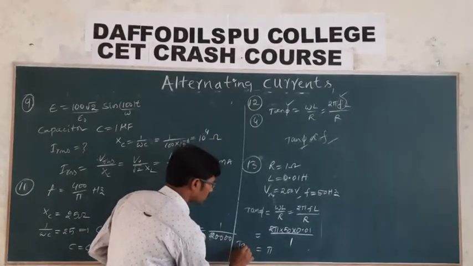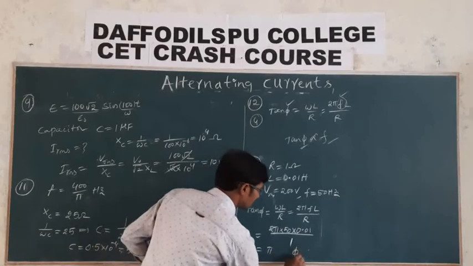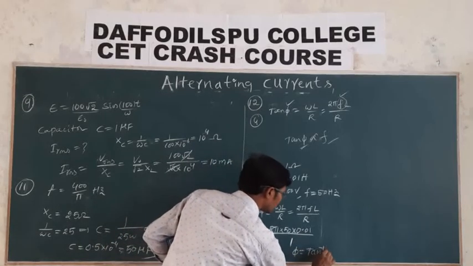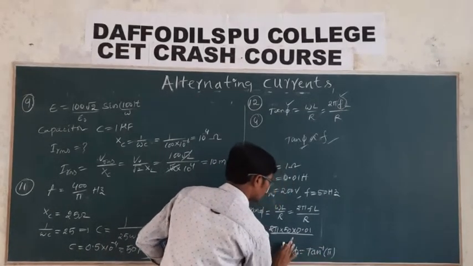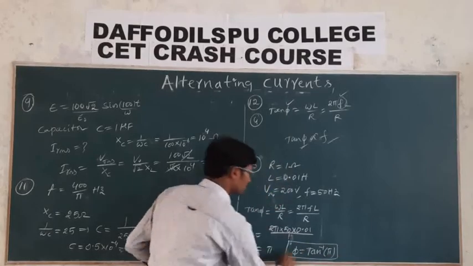Tan phi is equal to what you have? Pi. Then the phase difference is equal to tan inverse pi.